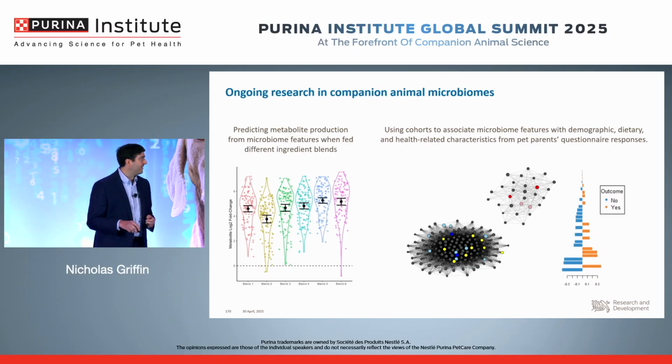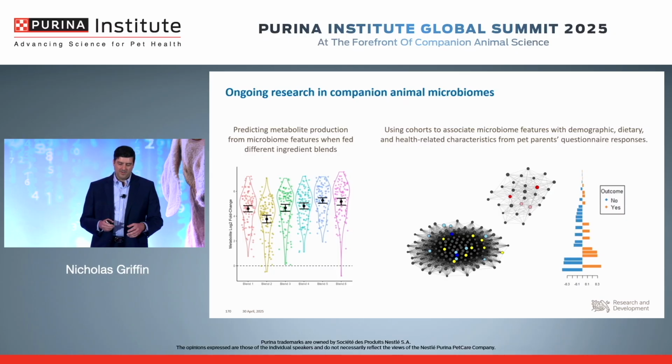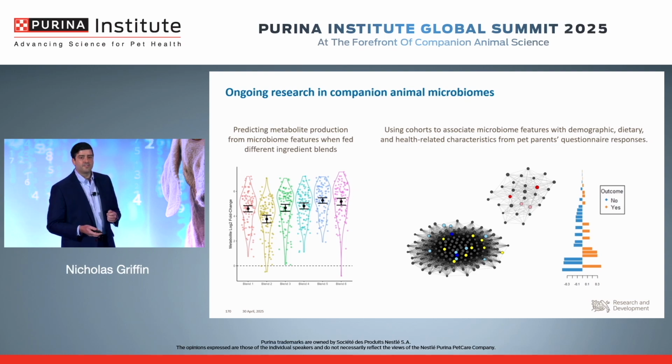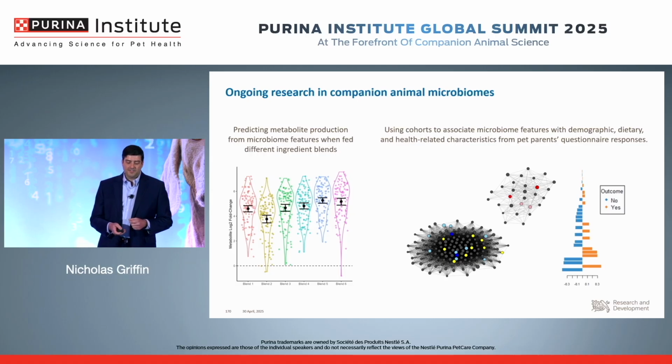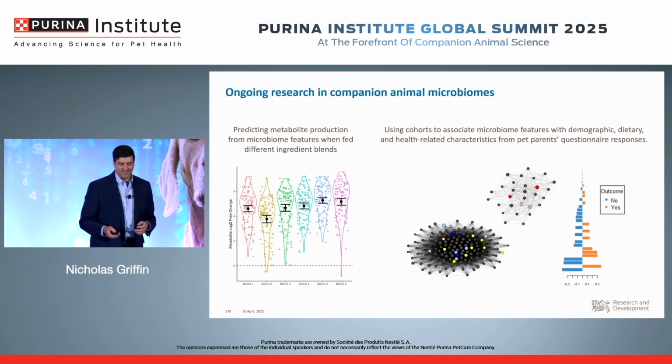So here at Nestle Purina, we're currently using some of these methods to do several things, but a couple of the key ones I wanted to point out, and again, this is ongoing work, so we can't really talk about the results yet, but watch this space, is to predict metabolite production from microbiome features when you're feeding different ingredients or blends of ingredients. And then also using data from cohorts to associate microbiome features with pet parents' sentiments about their animal's health. I think that's a really interesting thing when you don't have phenotyping. If you can use questionnaire answers, that connects to why someone might bring their animal to see all of you, right? So I think that's also a useful exercise.